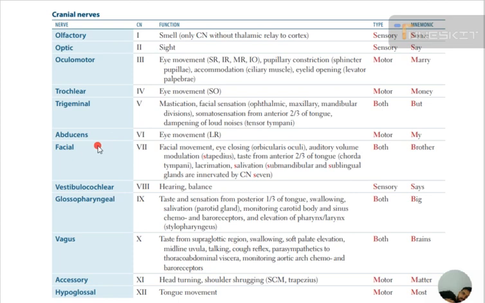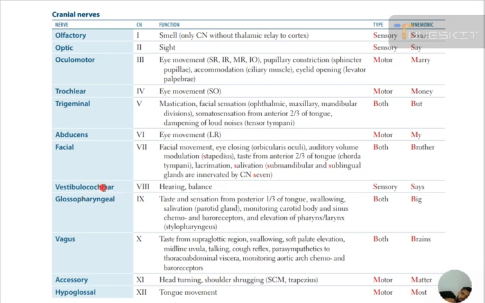The next nerve is facial, the seventh cranial nerve. It is involved in facial movements, eye closing, orbicularis oculi, which closes the eye, auditory volume modulation as it supplies the stapedius, taste from the anterior two-thirds of the tongue via chorda tympani, lacrimation, and salivation. Submandibular and sublingual glands are innervated by cranial nerve 7.